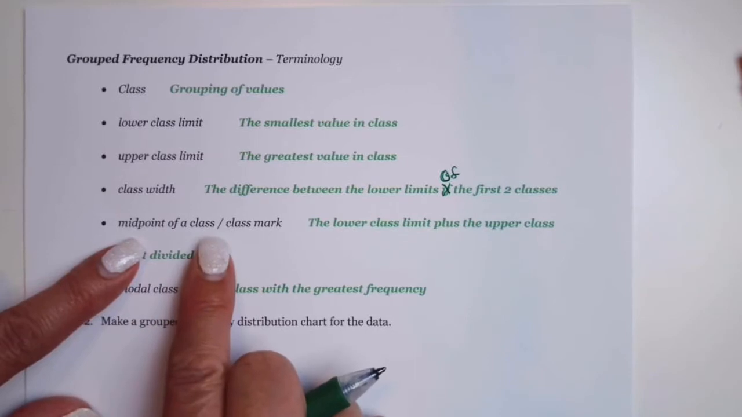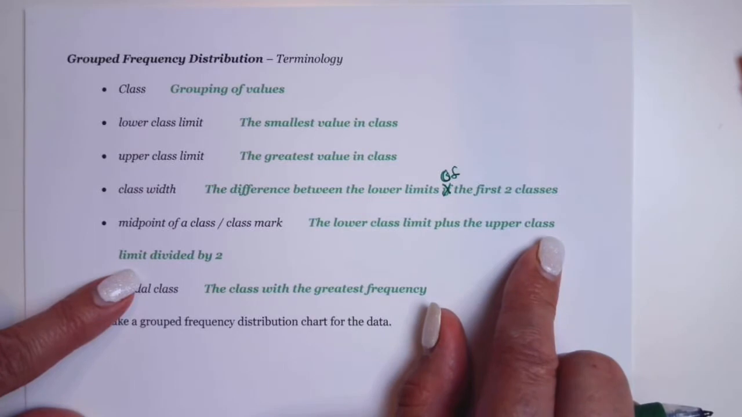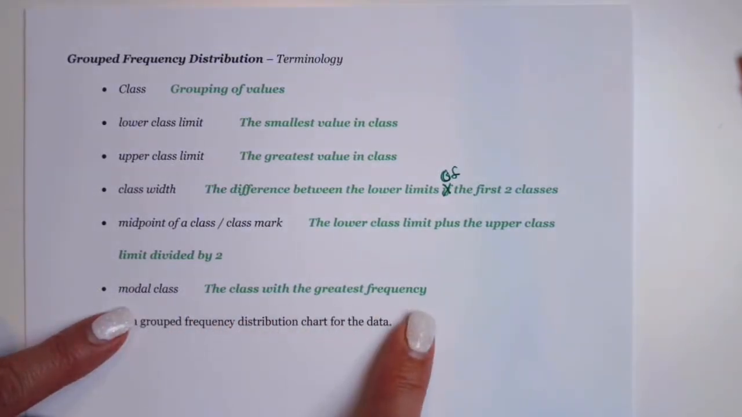Midpoint of a class, or class mark: the lower class limit plus the upper class limit divided by 2. We'll look at what these mean. Modal class: the class with the greatest frequency.